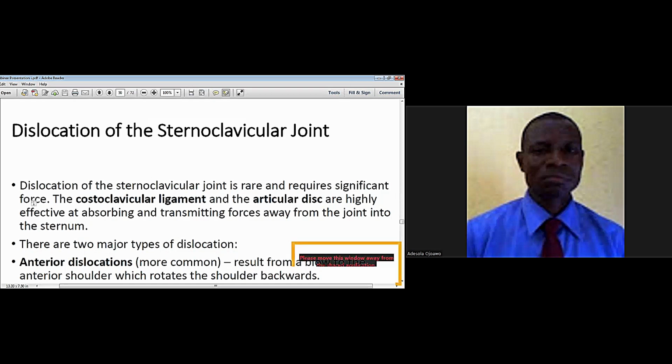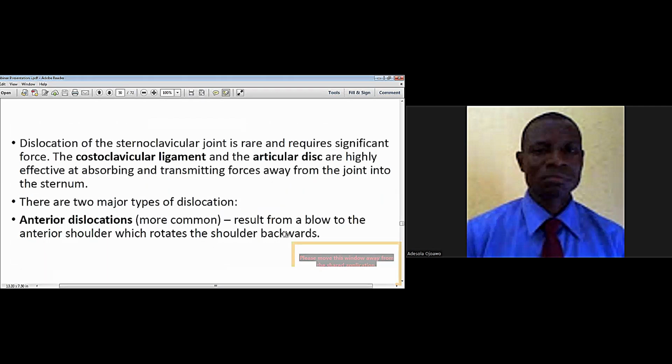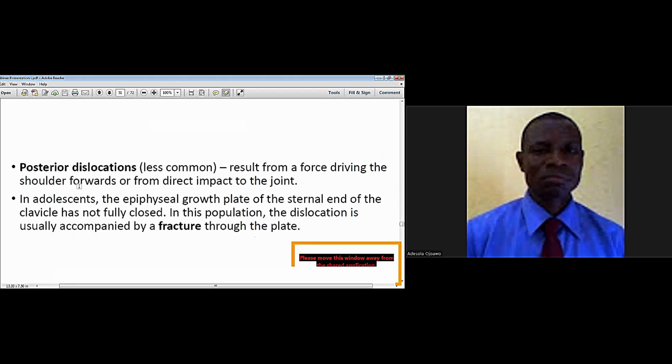You can see the way God has planted it. Because it will be somebody landing on his foot on the clavicular joint. There are two main types, which may result from a blow to rotate the shoulder backward. Then there can be posterior dislocation, which is less common. It results from force driving the shoulder forward or from direct impact to the joint.